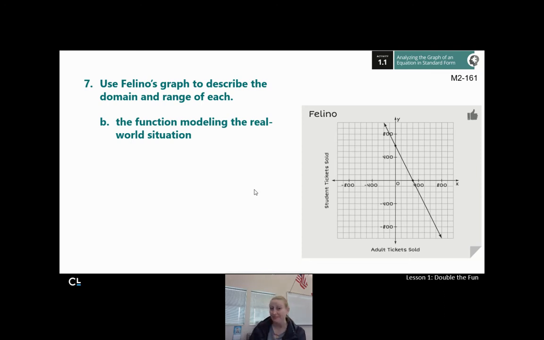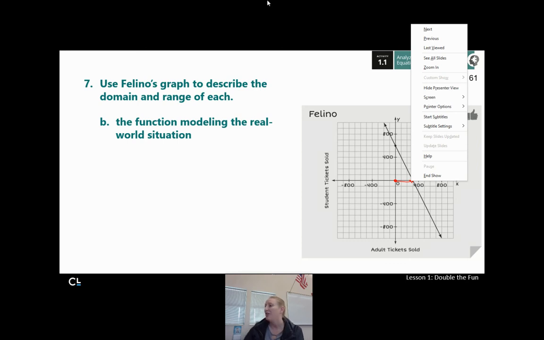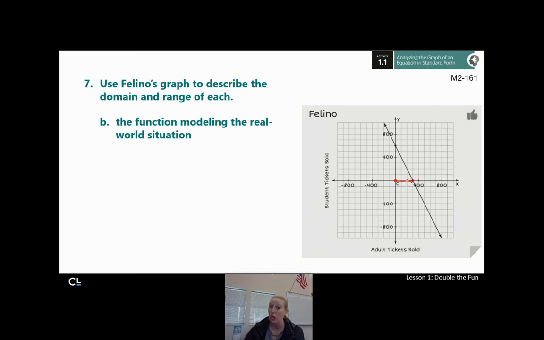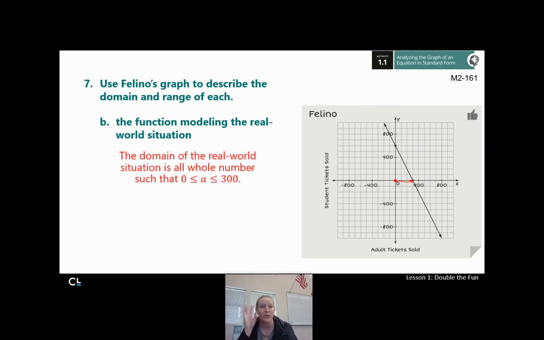All right, here we go, people. So here's Felino's graph. It's very lovely. It's very pretty. Notice the domain, and again, we don't want to deal with negative stuff. So the domain is only going to go from here to here, right? I mean, that's it. Oh, and also you sell a ticket or you don't sell a ticket. So that means no decimally fractiony stuff. So our domain for the real world situation is all whole numbers, and again, why is my grammar so bad? I'm just going to put an S there, numbers, is all whole numbers such that 0 is less than or equal to a is less than or equal to 300. So our domain is any whole number from 0 to 300.